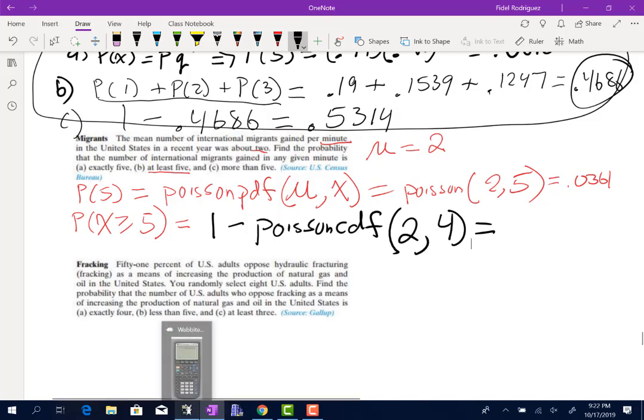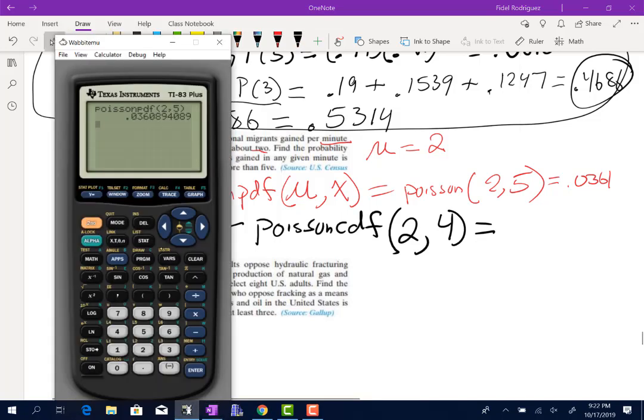And so, guys, again, I can grab my calculator. We can go second vars. We can scroll down. What happened? Oh, I don't think I hit second. There we go. Second and vars. Okay, and that's the one we're going to use, and we're going to go with 2 and 4. Okay, there's my answer. And then we're going to go 1 minus that number. And so again, I'm coming up with 0.0527.